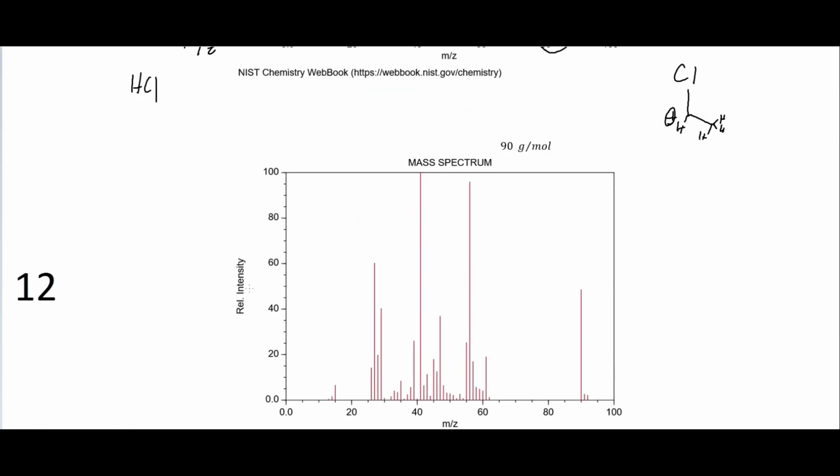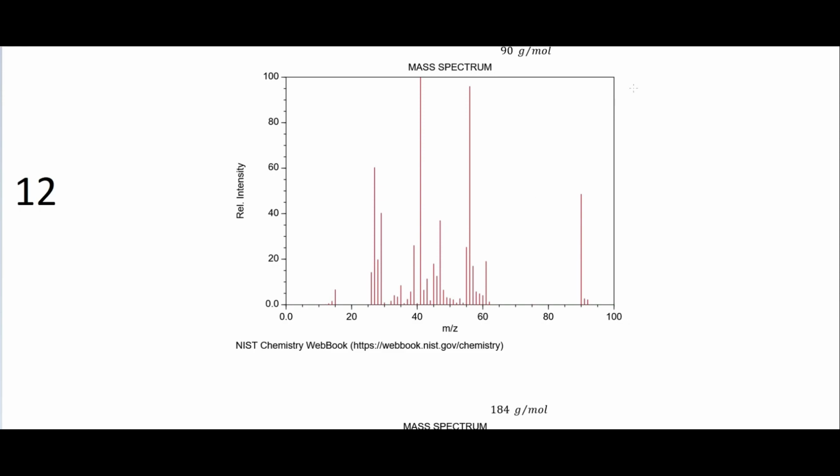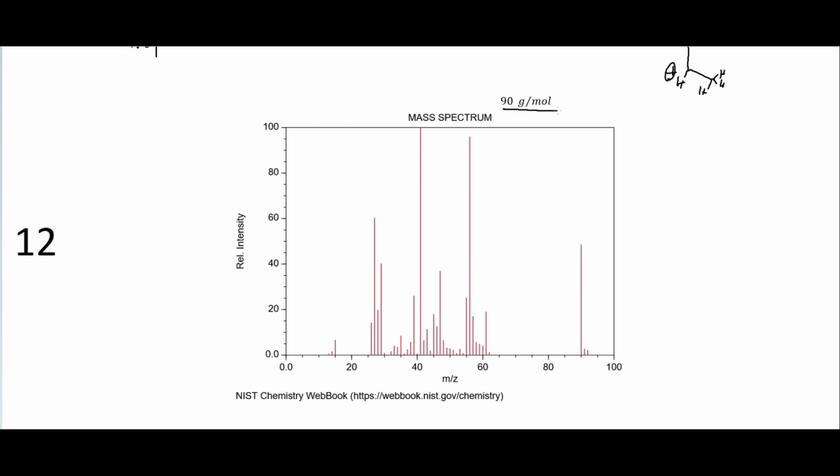And so if we go down here, the first thing to notice is that we do have an even M plus right here, and it does appear to be showing up. The other thing to see is that we have these M plus 1 and M plus 2 peaks right here. That is a good indication that we have a sulfur in this, because sulfur has a 32, a 33, and a 34 isotope.